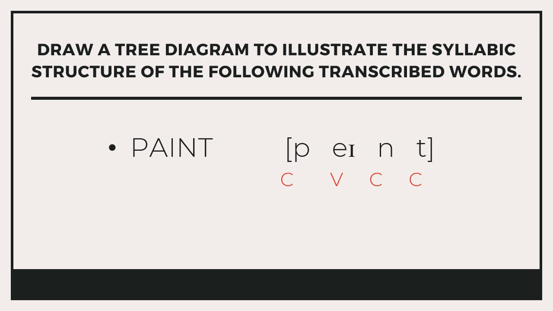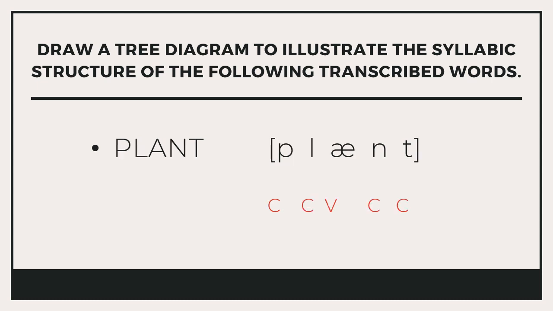Next, for the word paint, P for consonant, A, our diphthong, which is a vowel, N, another consonant, and T, another consonant. The last one is the word plant. P is a consonant, L is a consonant, your ash, which is a vowel, your N, consonant, and T, another consonant.